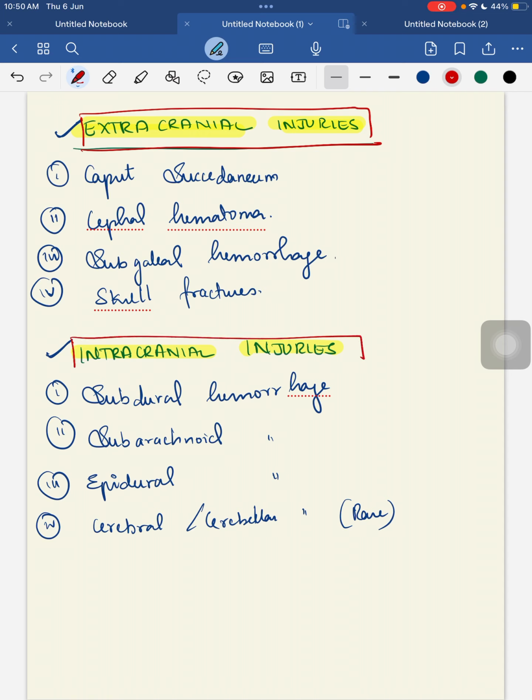Okay, so we'll talk about each of these topics, and their management also. So first talking about our caput. Caput succedaneum, we have already discussed this in our previous video. The cause for caput is your prolonged labor. When there is a prolonged labor, what will happen?